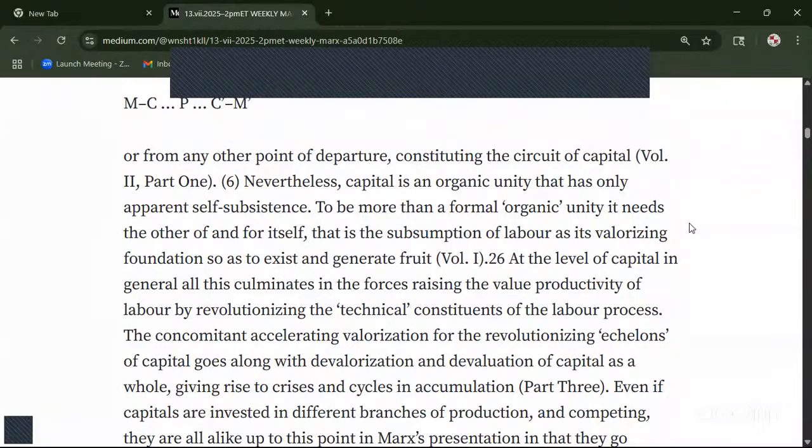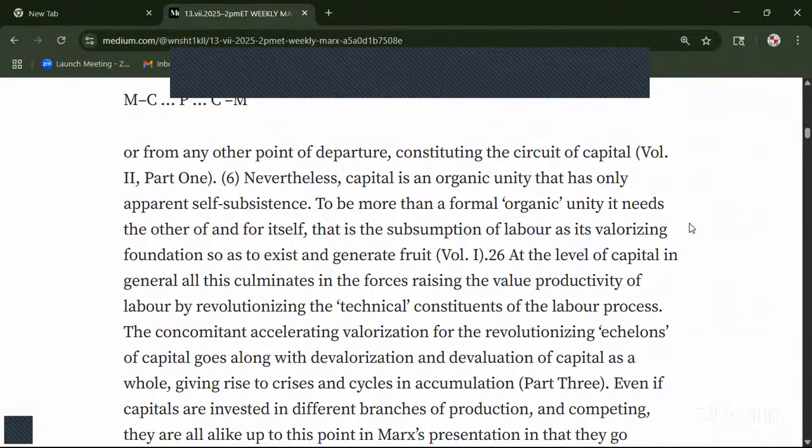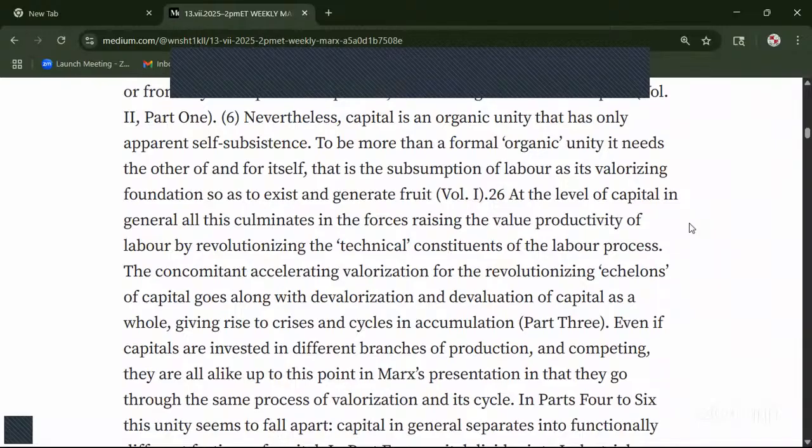The concomitant accelerating valorization for the revolutionizing echelons of capital goes along with devalorization and devaluation of capital as a whole, giving rise to crises and cycles in accumulation. Part 3. Even if capitals are invested in different branches of production and competing, they are all alike up to this point in Marx's presentation, in that they go through the same process of valorization and its cycle.